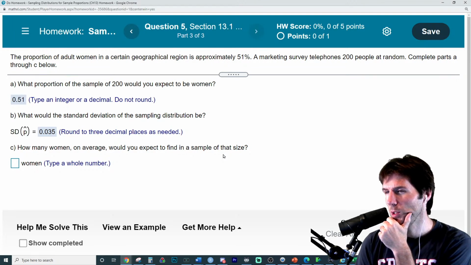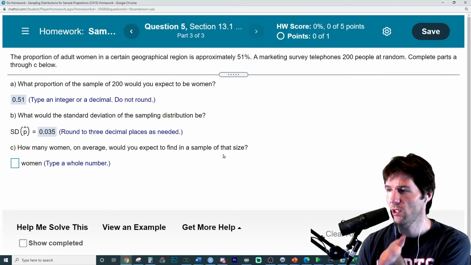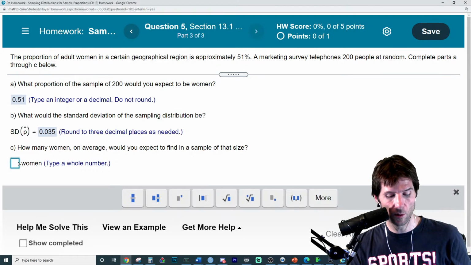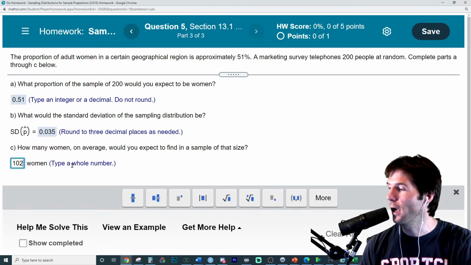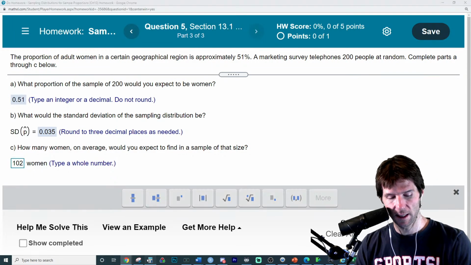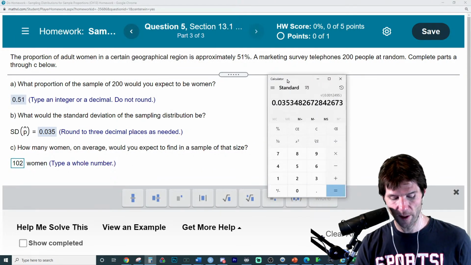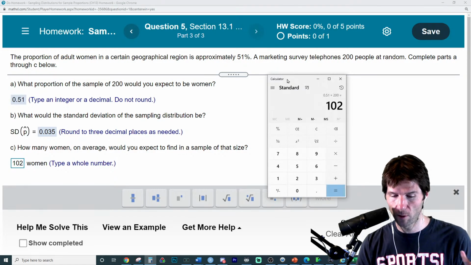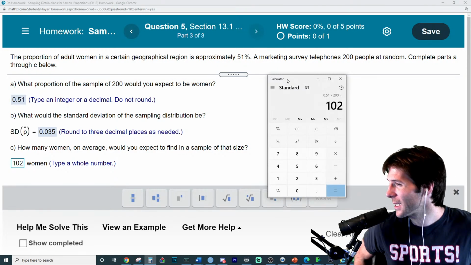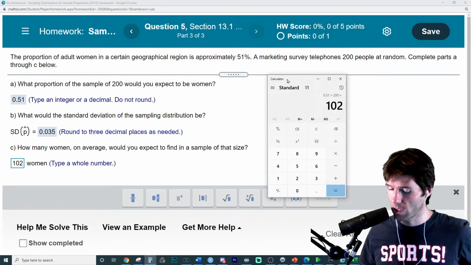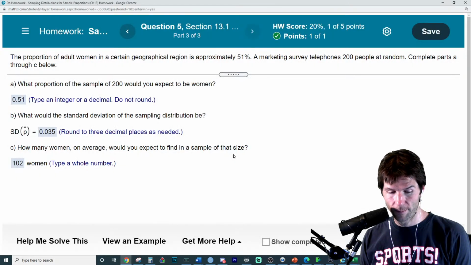How many women on average would you expect to find in a sample of that size? I think it's just taking right here and it'd be 102. I'm pretty certain. Yeah, that's what I would do. That's what I think it's asking. If we expect 51% women, we have a sample size of 200, I'd expect 102 women. Now, that's not saying you will see this. It's just what we would expect. And that should be right there.